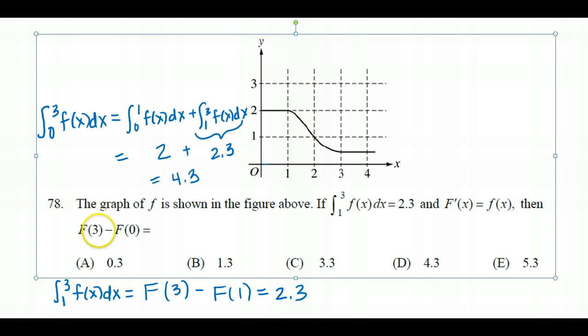And when they're asking you to find big F of 3 minus big F of 0, it's really going back to your knowledge of the fundamental theorem of calculus, because the integral from 0 to 3 of little f of x dx is the same as big F of 3 minus big F of 0. So the answer here is 4.3, and it really combines your knowledge of two things: the fundamental theorem of calculus, part 1, and the notion that the area under a curve is what an integral represents graphically.